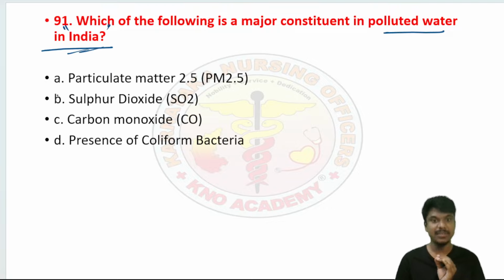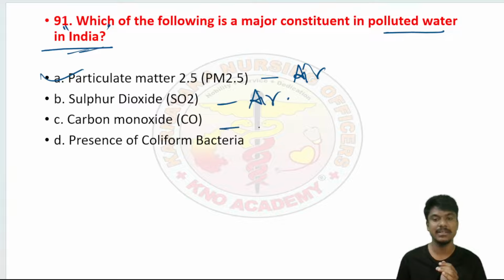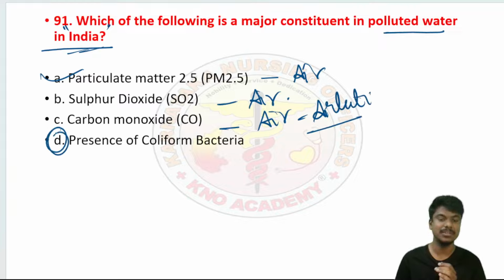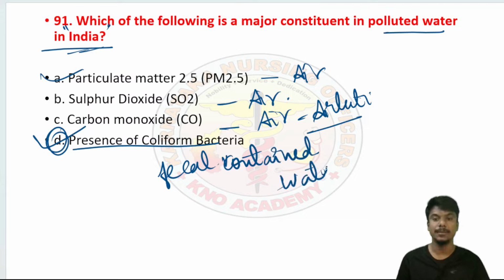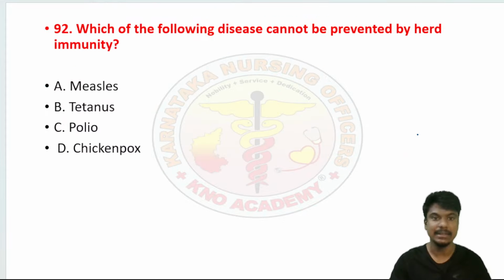Here, particulate matter is a contributor to air pollution, and sulfur dioxide is also a contributor to air pollution. Carbon dioxide and carbon monoxide are both contributors to air pollution. If you eliminate those three options, you can easily answer that option D is the right answer. Especially stool: fecal contamination is the major and highest contributor to water pollution in India. So option D is the right answer.